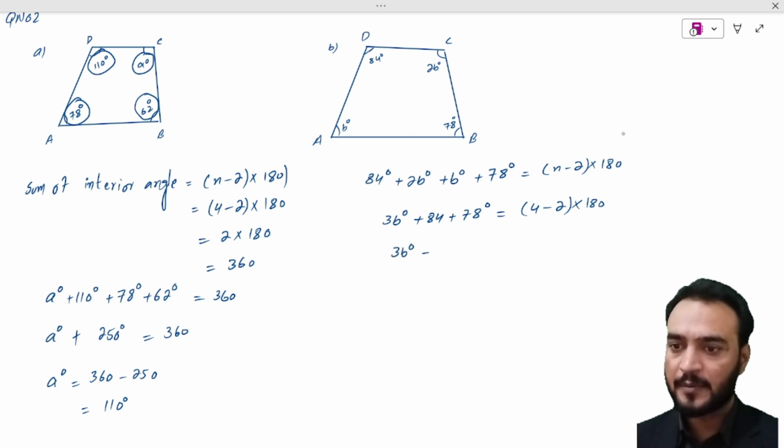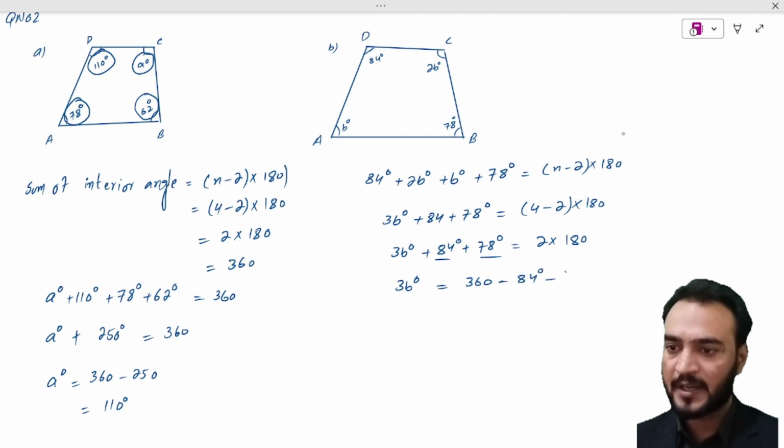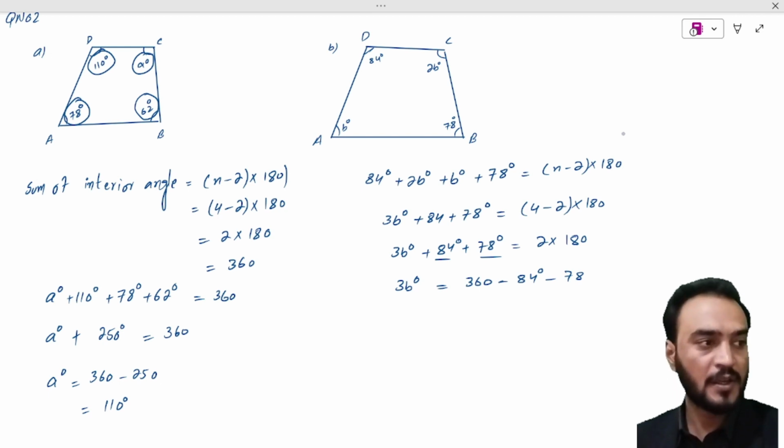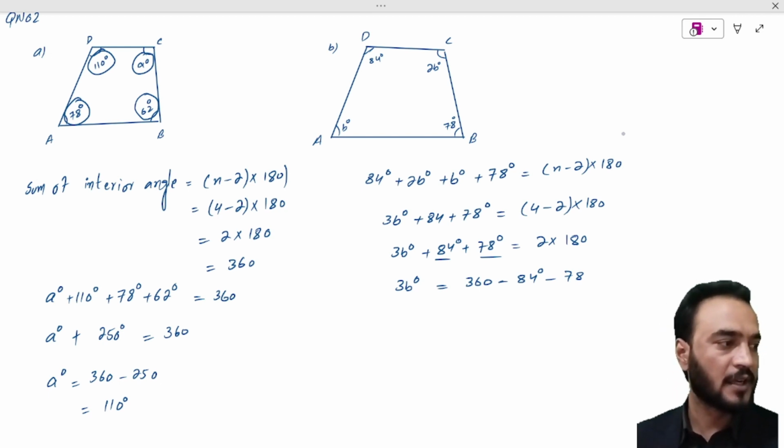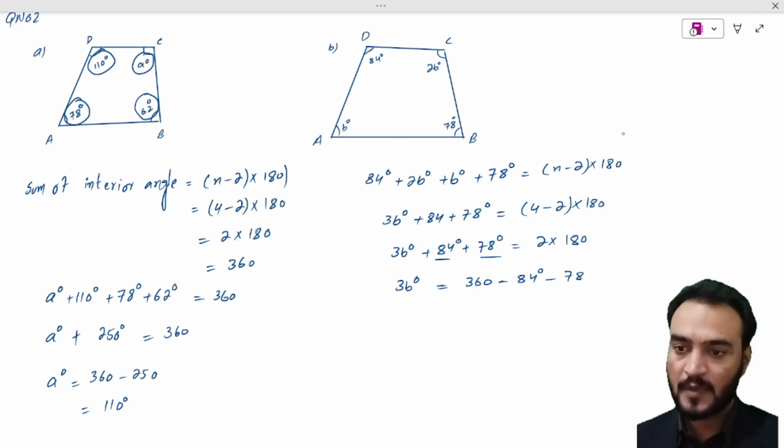3b degree plus 84 degree plus 78 degree is equal to 2 times 180 degree, and this becomes 3b degree is equal to 180 times 2, which is 360 degree. We subtract 84 degree and 78 degree on the right side, minus 84 degree minus 78 degree. After subtracting, we get the answer, that is 198 degrees.